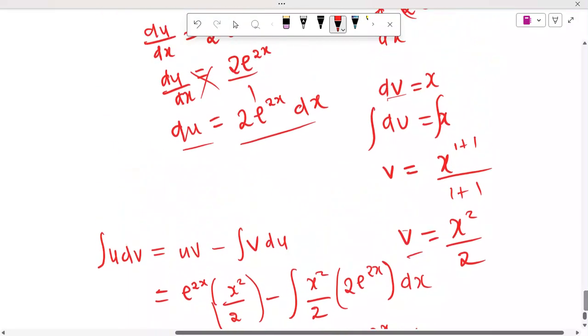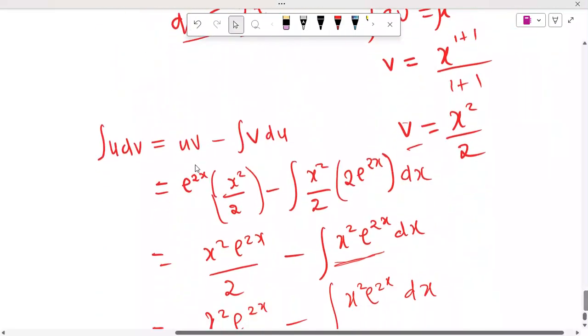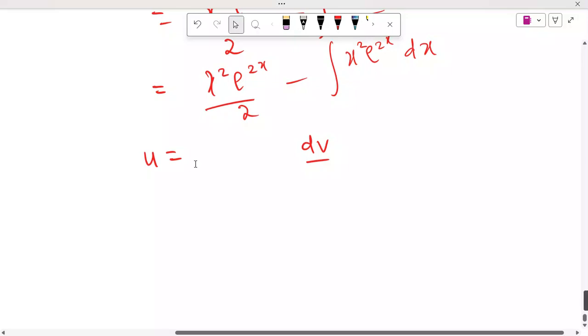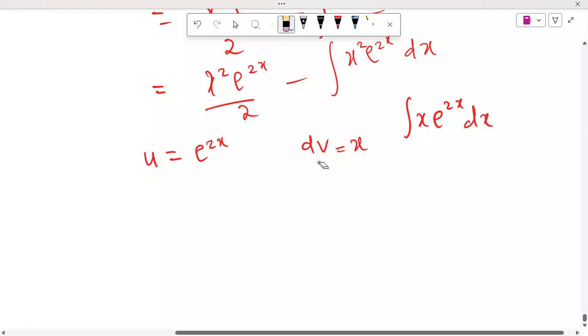So you've seen here we picked our u. Okay, let me quickly go back. So our equation is, let me write it again, x e to the power 2x dx. So I picked this as e to the power 2x, then this as x. So let's see now what I was emphasizing.